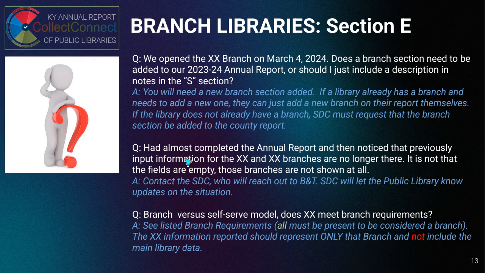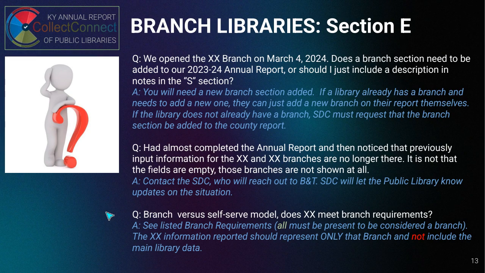Had almost completed the annual report and noticed that previously input information for X and X branches are no longer there. It's not that the fields are empty, those branches just disappeared. Let me know. I will reach out to Baker and Taylor and we will get to work on that information showing again or restored if it needs to happen. I can't guarantee everything, but definitely give the best try to get information restored, and Baker and Taylor is usually pretty good about being able to find out what happens.